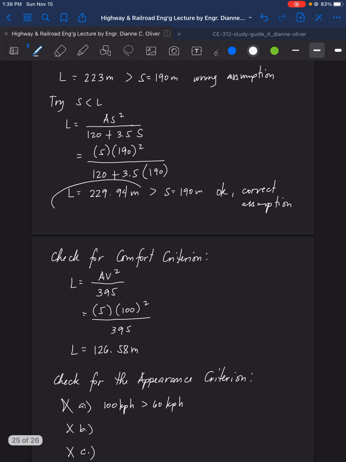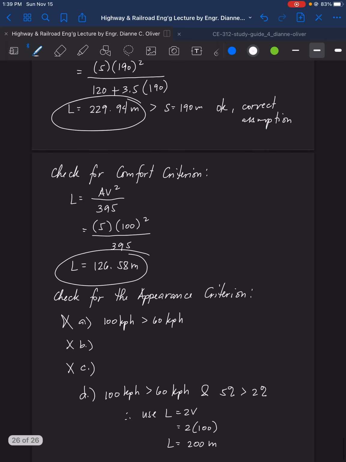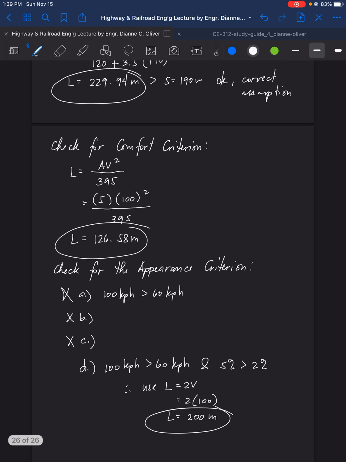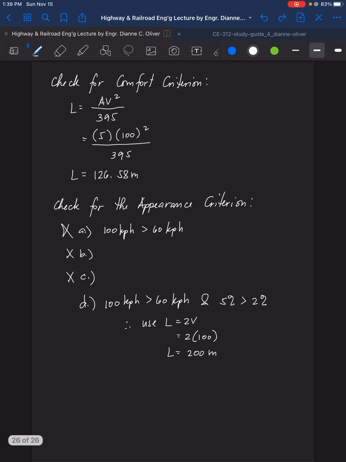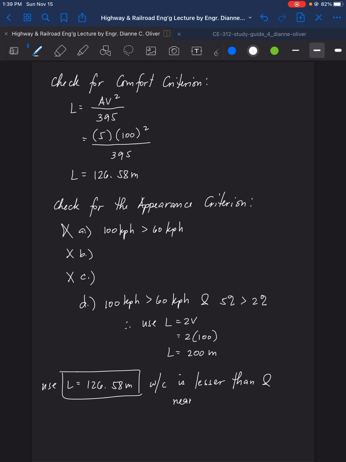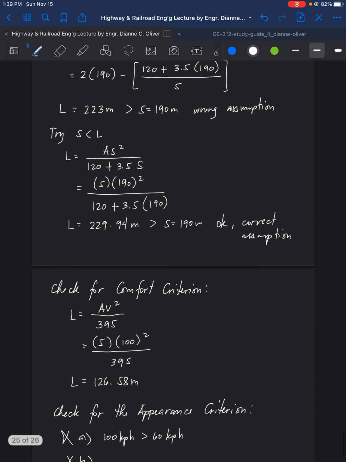Now, among these three L, which one will we use? So, use L is equal to 126.58 meters, which is lesser than and nearer to S is equal to 190 meters. So that is for our sample problem number 3.